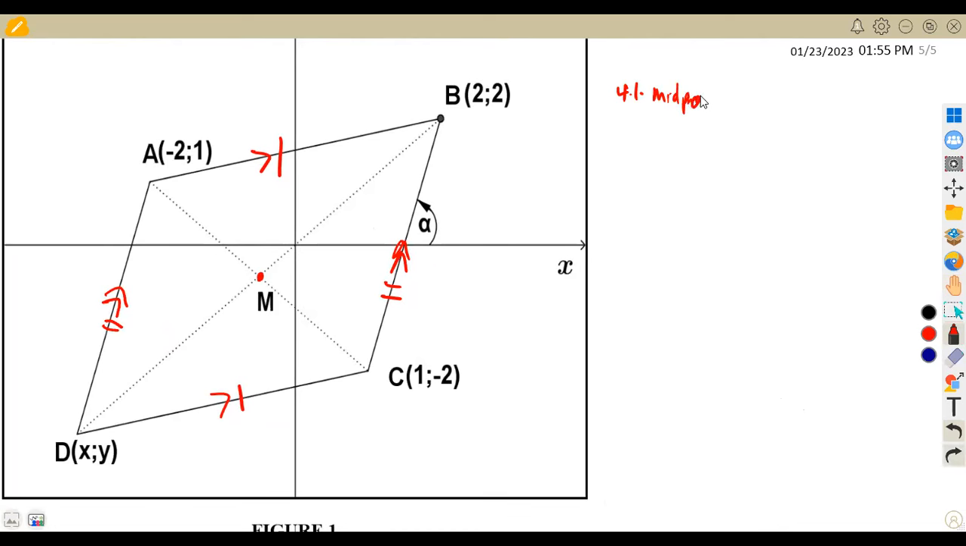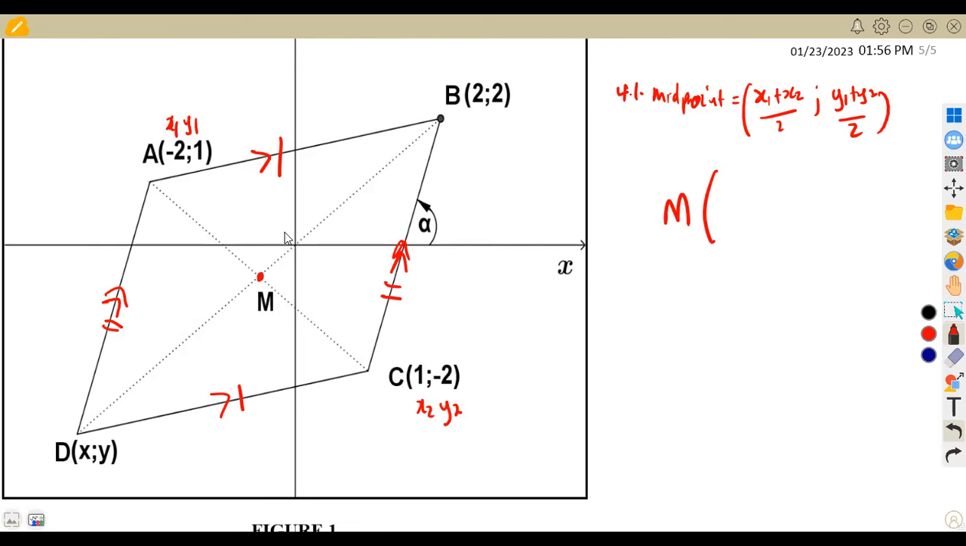Remember that if you are to calculate the midpoint, you add the values of x together. That's x1 plus x2 over 2. The values of y together, then you divide by 2. So that's what you're going to have. So we are actually calculating the midpoint, which is the point M, of AC. You can just say this is our x1, this is our y1, that's our x2, that's our y2.